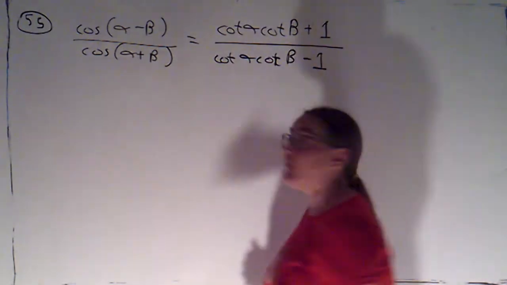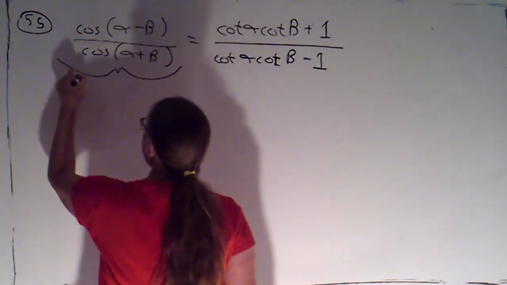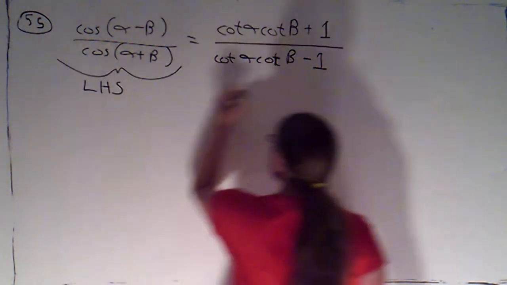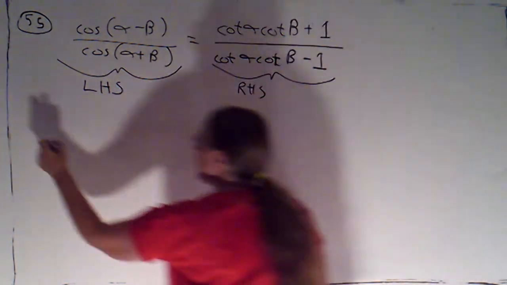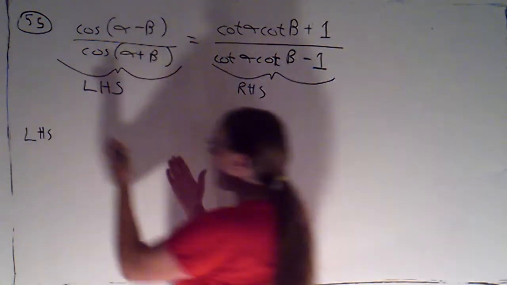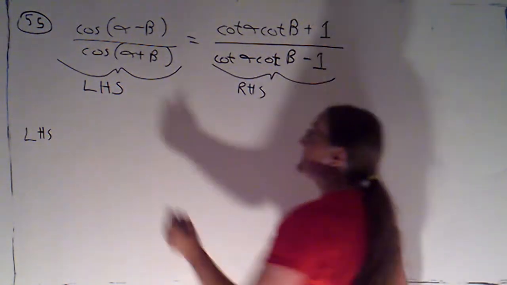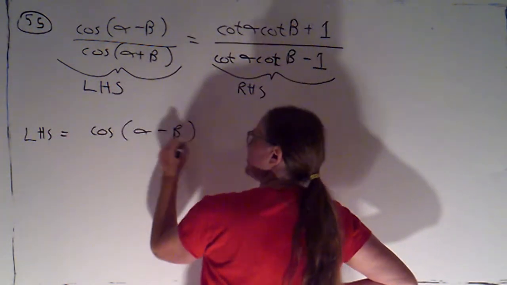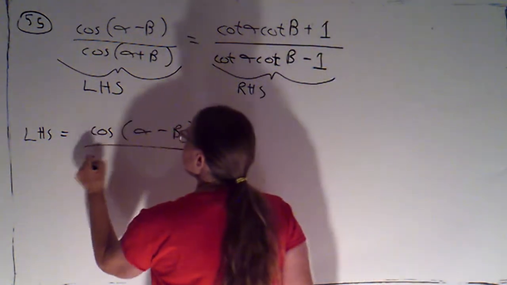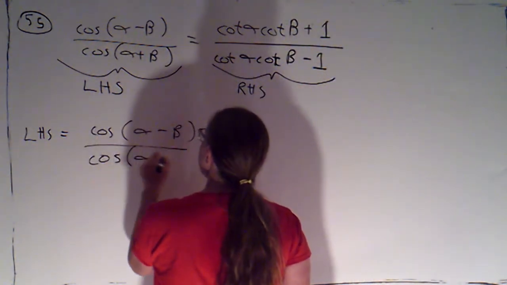So I'm going to follow my own hint. I'm going to use the three-paragraph method. So here's my left-hand side. Here's my right-hand side. On the left-hand side, I'm just going to write out the sum and difference formulas. So the left-hand side was cosine of alpha minus beta. These are just Greek letters. Over cosine of alpha plus beta.